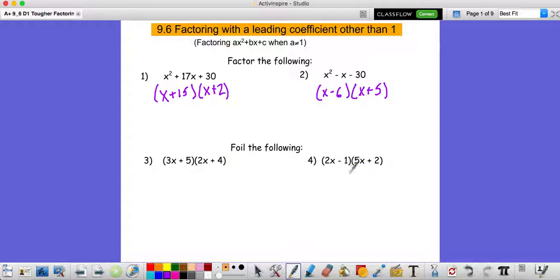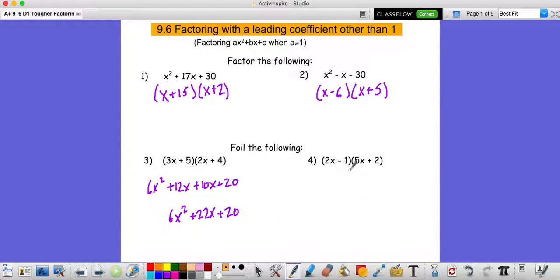Speaking of FOILing, let's get some practice here. First, outside, inside, last. So you have 3x times 2x, that's 6x squared. Outside, 4 times 3x is 12x. Inside, 5 times 2x is 10x. And 5 times 4 is 20. Combine like terms in the middle, 6x squared plus 22x plus 20.